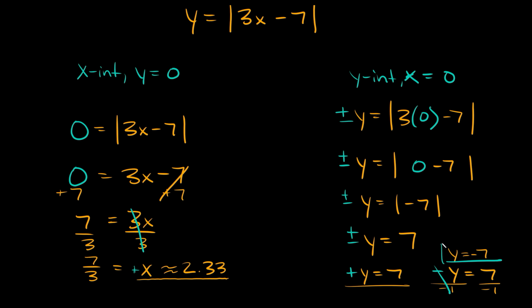However, this answer is an extraneous solution, all right? It's not a real solution, and the reason for that is because when you take the absolute value of anything, it's positive, right? So we can't take the absolute value of something and have it pop out negative. That doesn't make sense. So that means this answer is not really an answer. The only real y-intercept that we have is this one right here. This y is equal to positive 7.